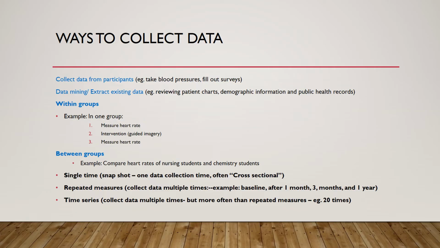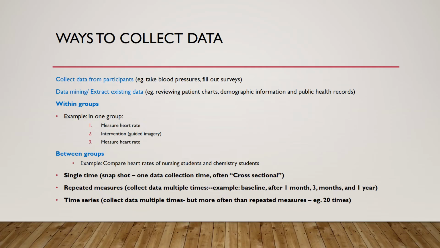Or I can actually not have these participants filling out surveys or letting me check their blood pressure, and instead I go into the electronic health record. And maybe I pull information from there. Maybe I get some demographic or public health record data. So these are the broad types of data that can be collected, but we also need to think about when and how we collect this data. So if I ask, does guided imagery affect heart rate?